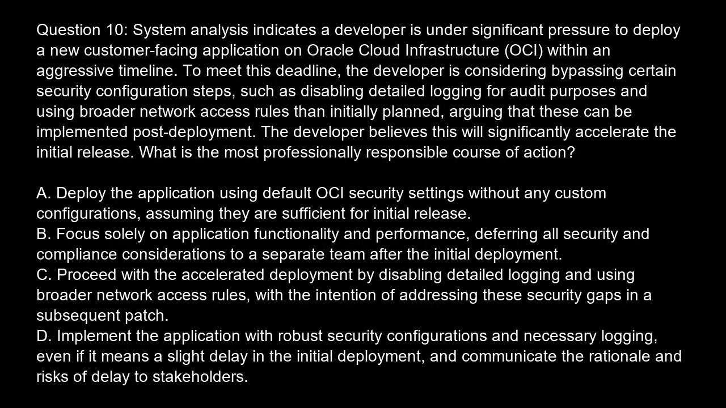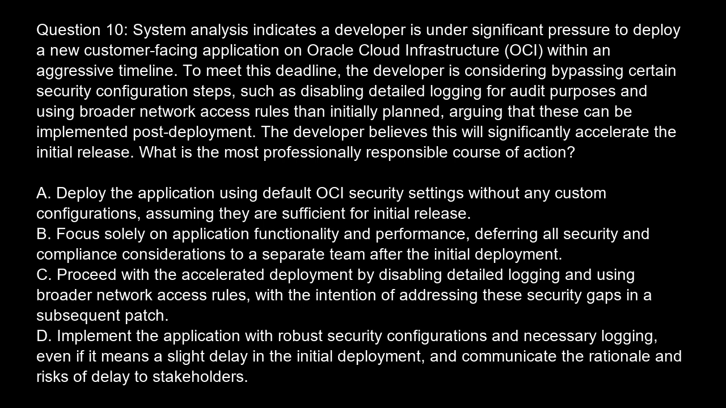Question 10. System analysis indicates a developer is under significant pressure to deploy a new customer-facing application on Oracle Cloud Infrastructure, OCI, within an aggressive timeline. To meet this deadline, the developer is considering bypassing certain security configuration steps, such as disabling detailed logging for audit purposes and using broader network access rules than initially planned, arguing that these can be implemented post-deployment. The developer believes this will significantly accelerate the initial release. What is the most professionally responsible course of action?